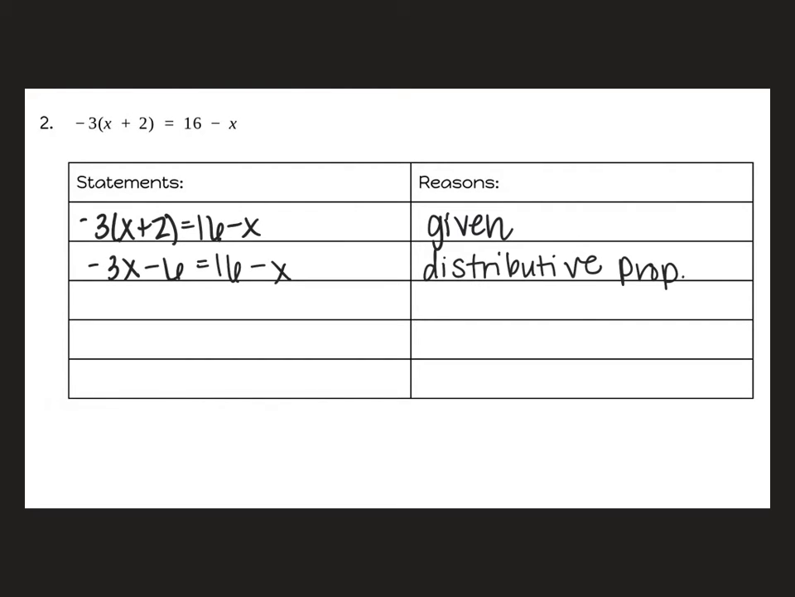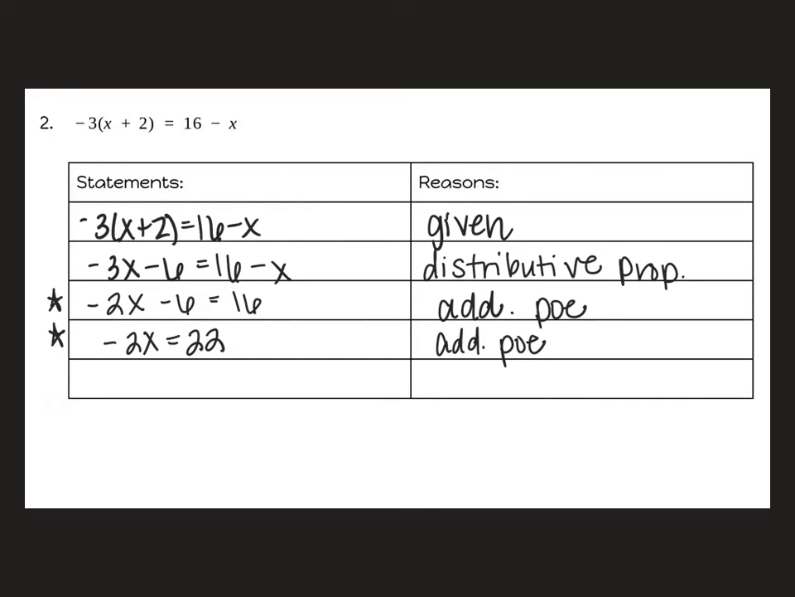The next thing I would do, and remember, there's more than one way to solve a proof, so really, these two steps could look different, but in the end, we're all going to end up with the same answer. So I'm going to add x to both sides. I would get -2x minus 6 equals 16. And so I said I would add x. That's addition property of equality. Next step, I would add 6 to both sides. Again, since I added, addition property of equality.